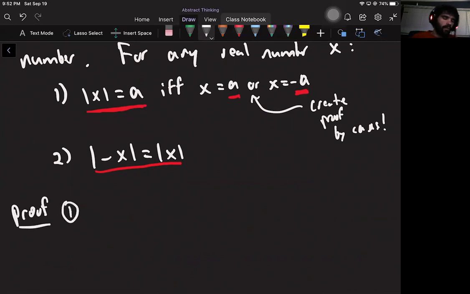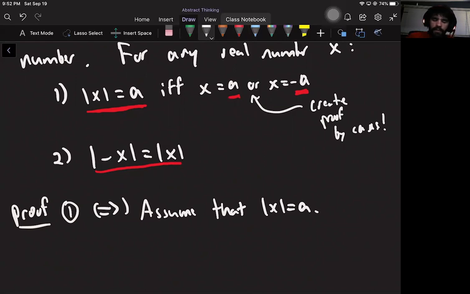Let's prove the first property. Because it's an if and only if, that means I have to have two directions to my proof. So let's prove the forward direction first, meaning that I'm going to assume that the absolute value of x already equals a.